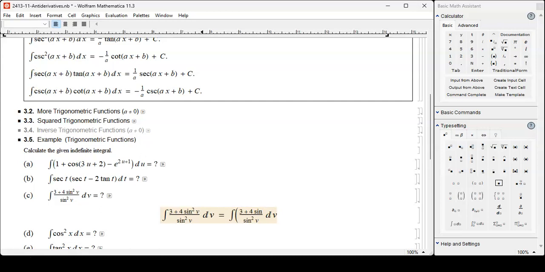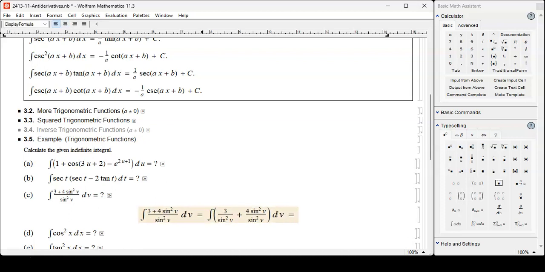3 over sine squared plus 4 sine squared v over sine squared v. Okay, so far so good. Now, do you have some simplification? Well, I hope you can see this second one really easily.